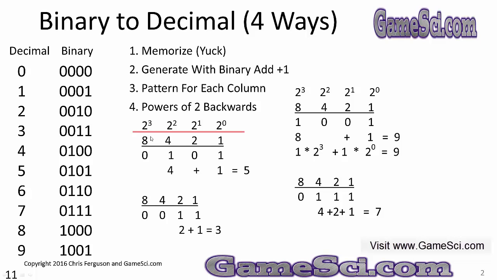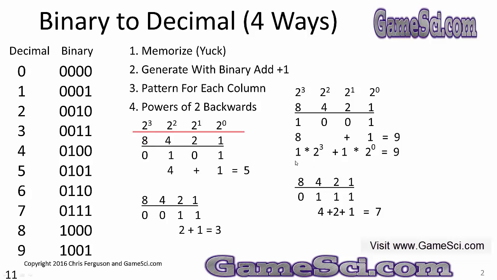Now you can see on this red line I've highlighted 2 to the third, 2 to the second, 2 to the first, 2 to the 0. Well, 2 to the 0 is a 1, so I'll write down a 1. 2 to the first is a 2, I'll write down a 2. 2 to the second is a 4, I'll write down a 4. 2 to the third is 8, I'll write down an 8.